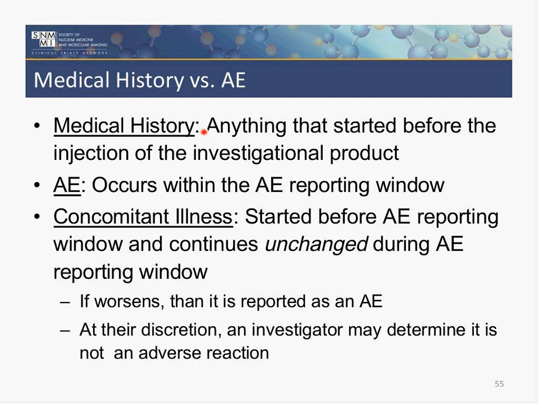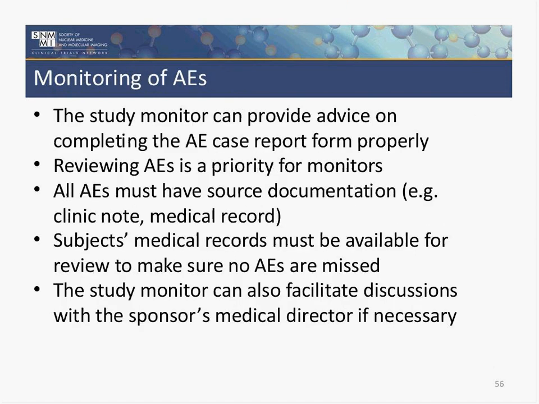Concomitant illness is something that started before the AE reporting window and continues unchanged. The patient has nosebleeds because of the chemotherapy that they're on, and had a couple of nosebleeds during the time they were in the PET department, but they're unchanged. It's the same frequency, no worsening. That is typically reported as a concomitant illness that's happening at the same time as the clinical trial, but not related to the clinical trial.